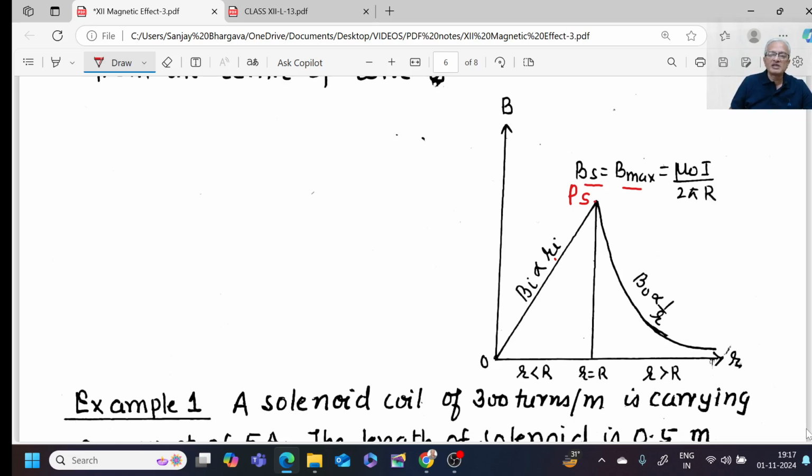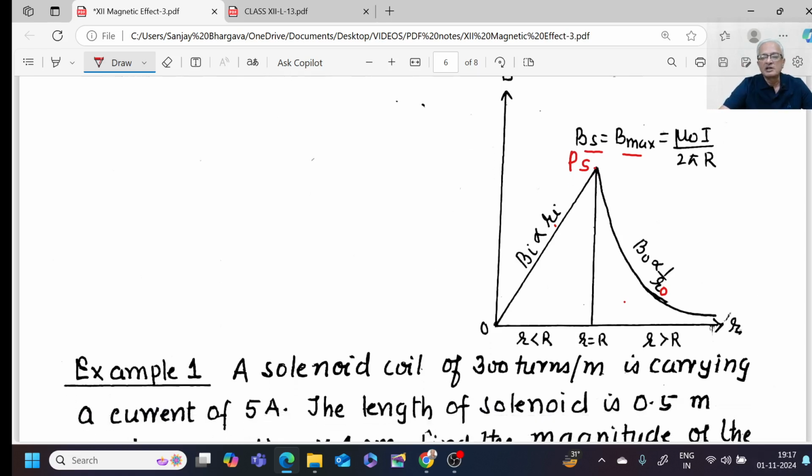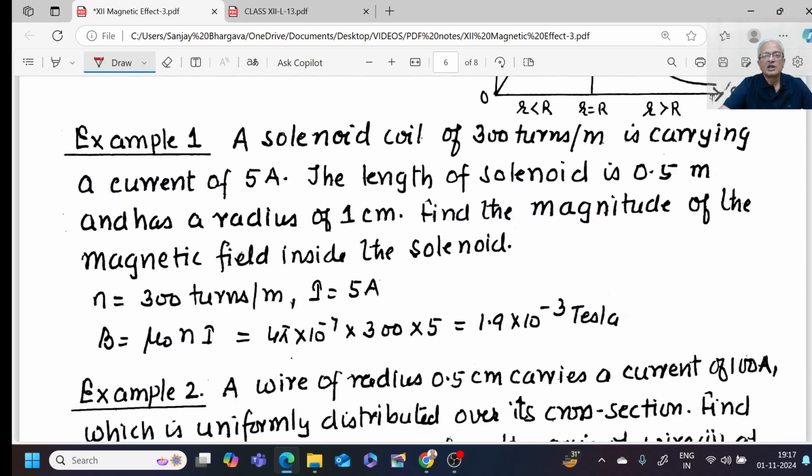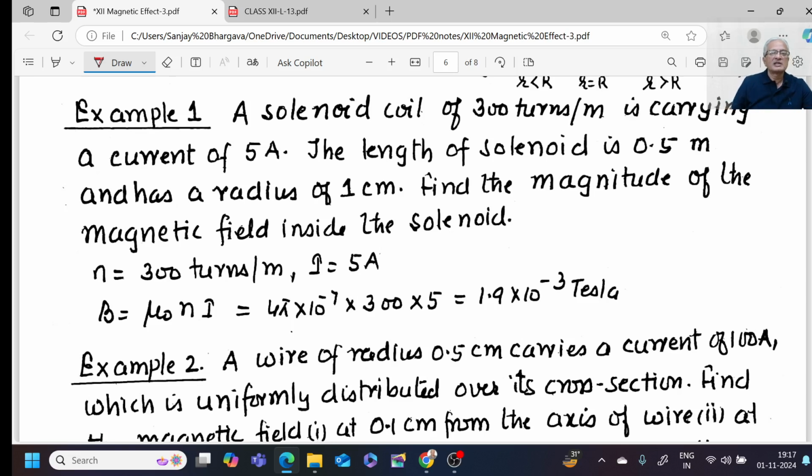As you move away from the center to the circumference or the surface, the magnetic field keeps on increasing. At the surface, it becomes maximum, and outside, Bo is proportional to 1 upon ro. So I can be allowed to write that the graph would be a rectangular hyperbola. As the distance from the center increases, the strength of the magnetic field also decreases. So this graph completely represents the behavior of a magnetic field when the current is made to pass through a thick cylinder.